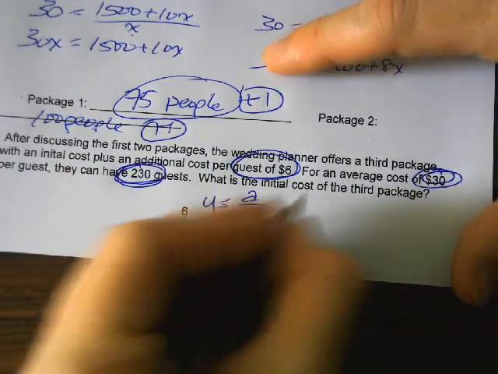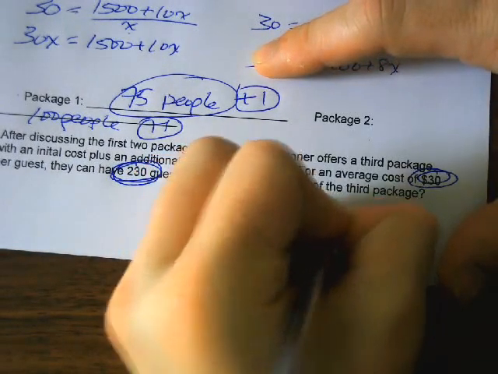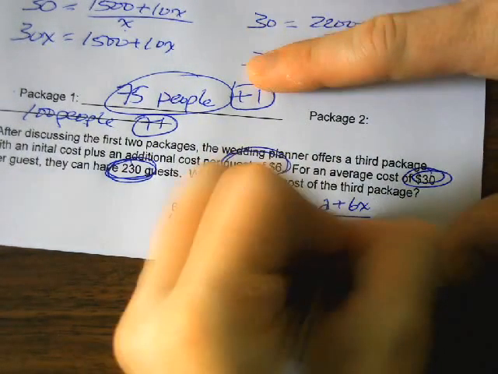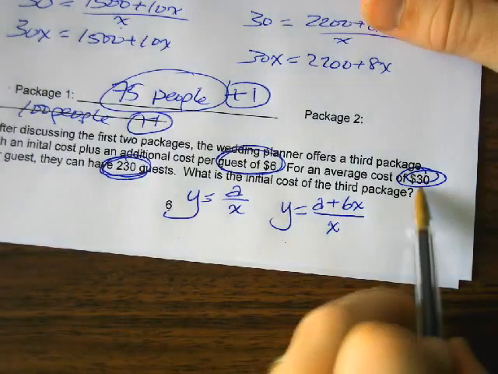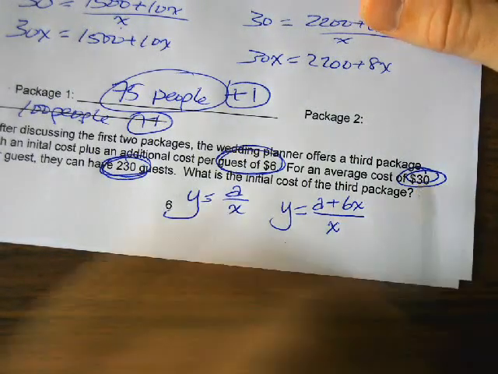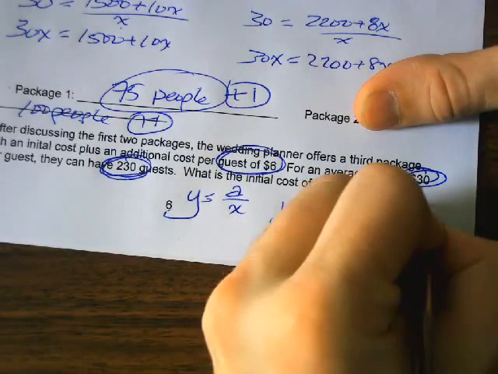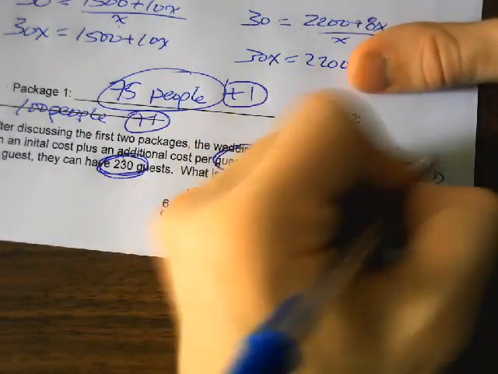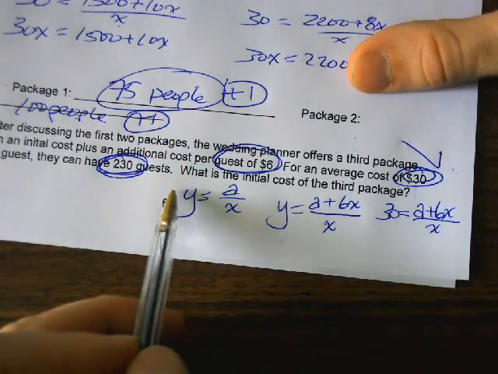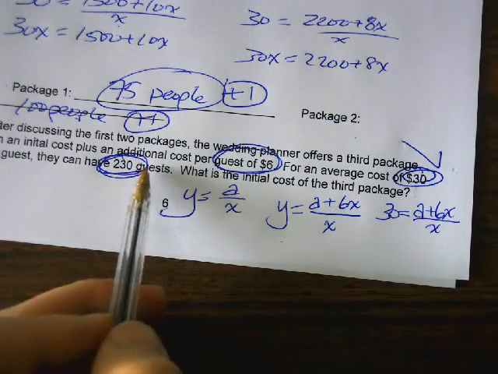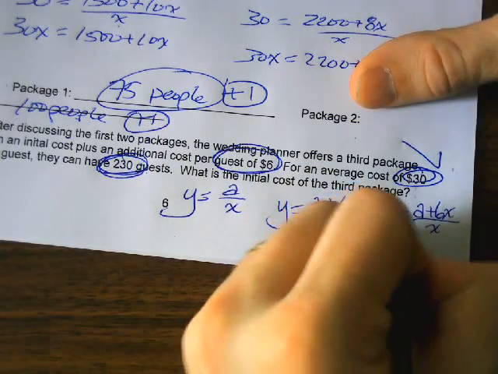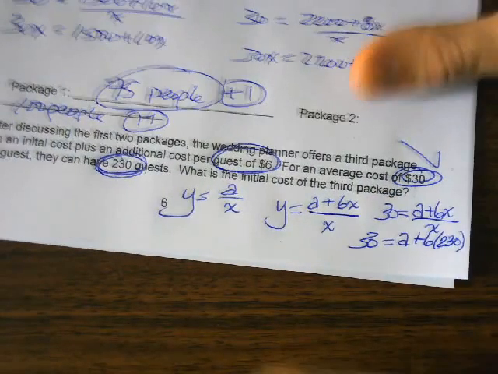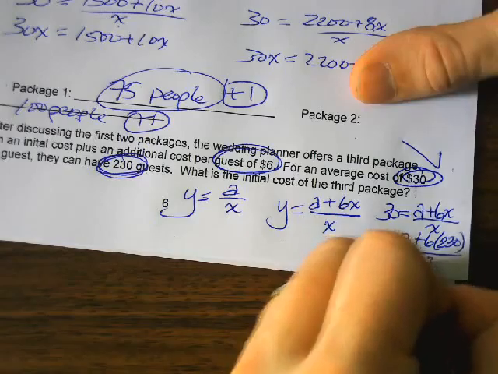Our cost equation is going to be y equals a plus, and then remember that it's $6 a person to get in. They tell you again that the cost is 30, so that's the y side. So 30 equals a plus 6x over x. They also tell you that 230 guests are coming, so that's your x variable. So 30 equals a plus 6, and instead of x, write 230. And on the bottom, instead of x, write 230.